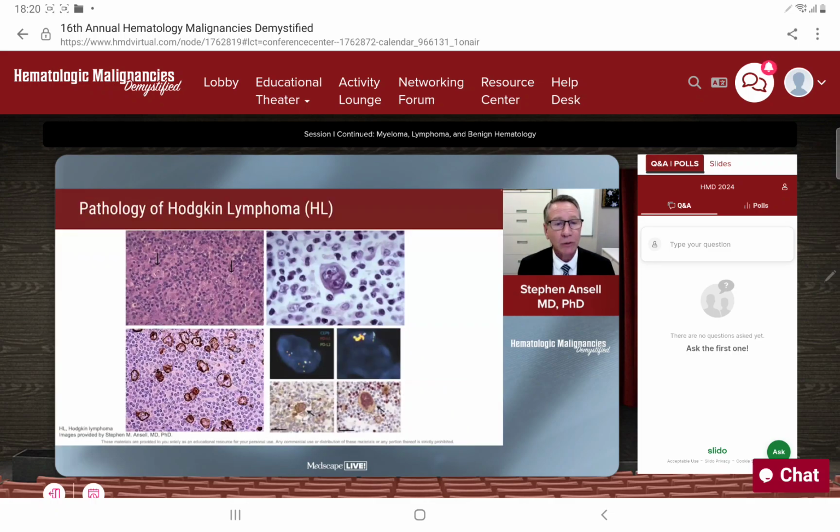As we start to talk a little bit about the pathology of Hodgkin, the reason this is critical is many of the drugs that we're going to be talking about target some of the unique pathophysiology of patients with Hodgkin lymphoma. So shown in the top left, you can see 2 arrows pointing to the malignant cell that is present in Hodgkin lymphoma, a Reed-Sternberg cell.